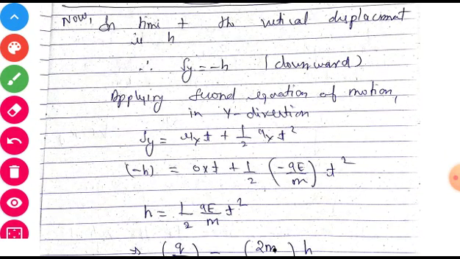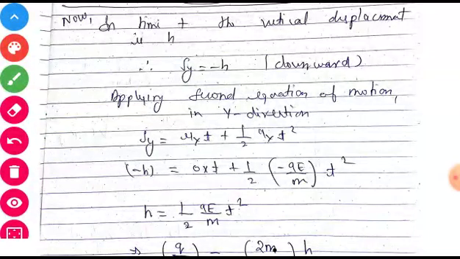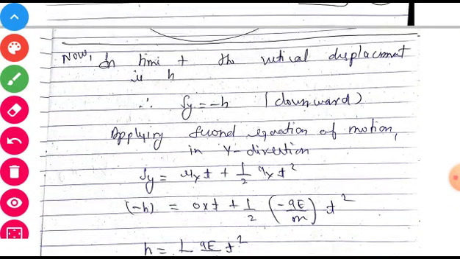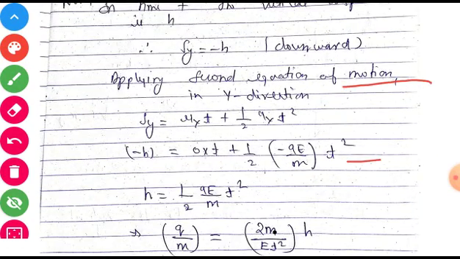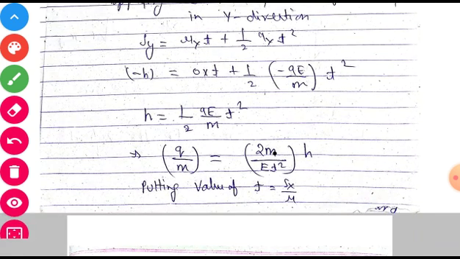Now for the y direction, if you see, in the given time t, there is some vertical displacement of the charged particle. This one, this is h, and it is in the downward direction. That's why sy is minus h. Now applying this equation, sy equals uy t plus half ay t square. sy is minus h, uy is 0, ay is minus qE by m, and putting these values and solving them, we get h equals half qE by m t square.